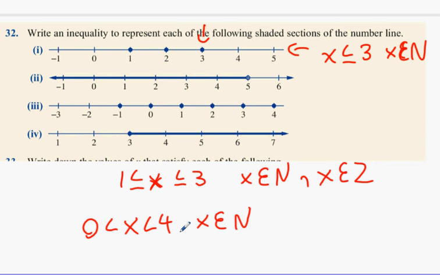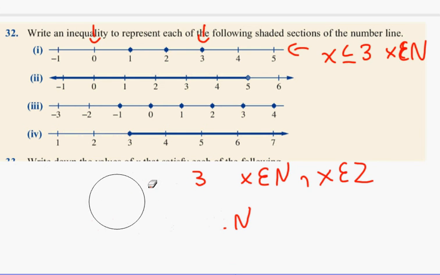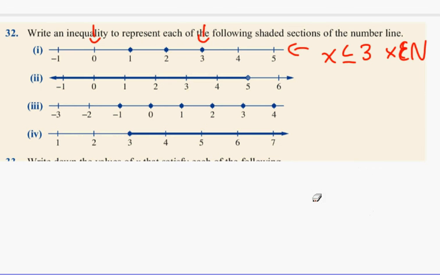Think about it. What's the first? 0 is not included. Is 0 included? What's next? 1, 2, 3. Is 4 included? Is that also a viable answer? Yeah. So I don't want you just to have one answer for these. I'd like you to maybe make up 2 answers per question, just to show that you can think outside the box and you can make different variations.